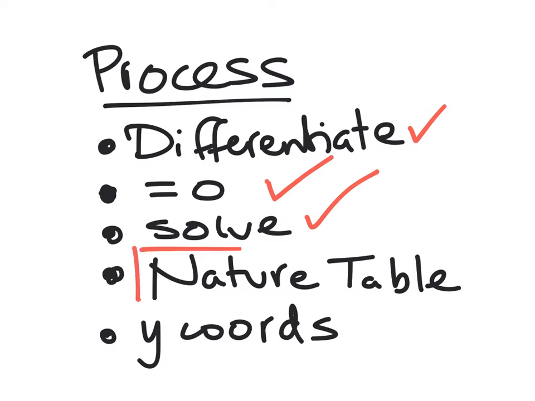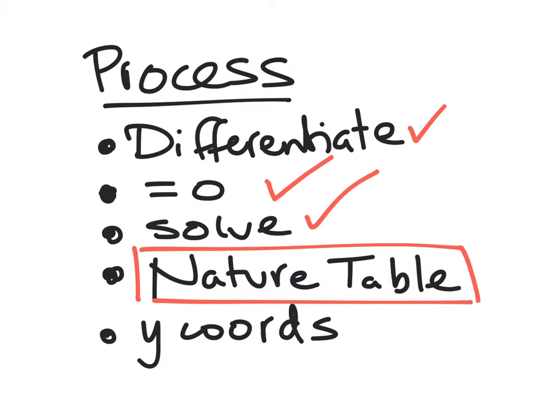Then we're going to make something new called a nature table. Now all the nature table is going to do is explain whether it's a maximum turning point, a minimum turning point, or a point of inflection. I'll do an example in a minute. And then you also need to work out the y coordinates. And then you can say that this point is a maximum turning point, a minimum turning point, or a point of inflection.